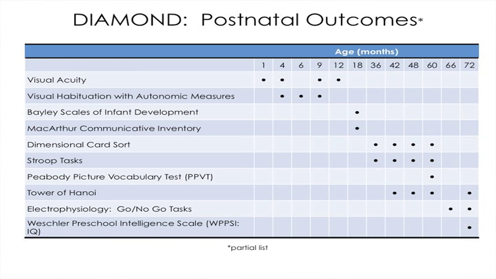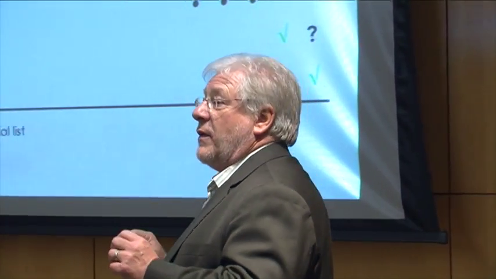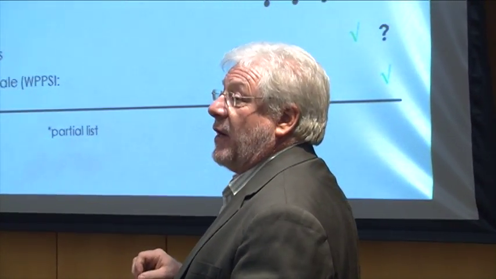Here's the longitudinal schedule that we had going for them. Here's when we measured all things. We measured visual acuity, we did visual habituation, we did the Bayley scales, dimensional card sorts, Stroop task, PPVT, Tower of Hanoi, electrophysiology, and then the Wechsler at different ages. And you can see there's some overlap in the design. To give you an idea that I'm not cherry picking results, every place there's a green check, we saw a positive effect of the formula we were feeding on these kids.